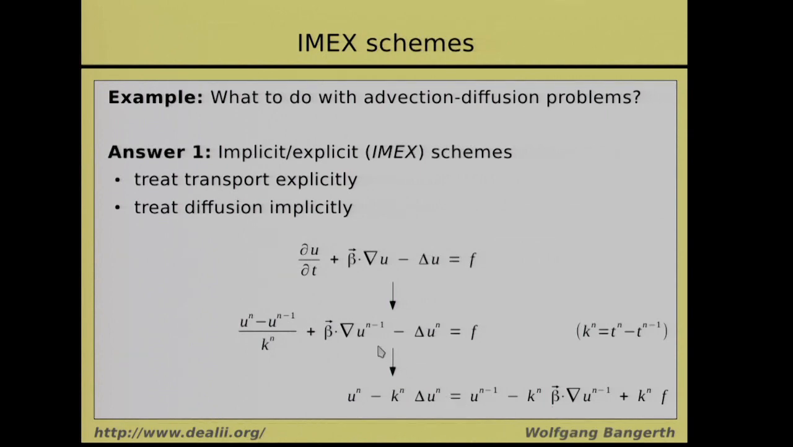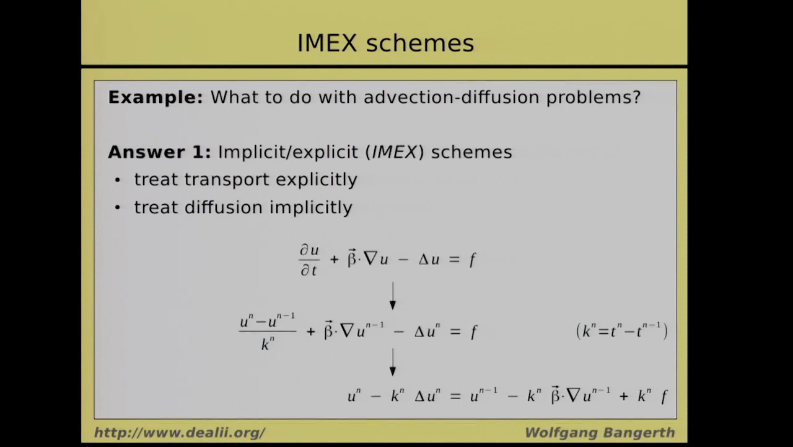Imagine for a second that I had chosen this one to be implicit as well. Then I would get an additional term on the left side here that has the advection matrix. And the advection matrix has the disadvantage that it's non-symmetric. So I would lose some of the properties of this matrix that I have to solve on the left, and it would make things a little bit more complicated.